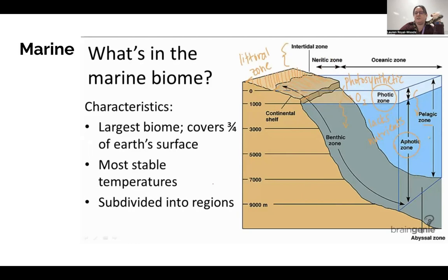Then you get the aphotic zone. So "a-photic" means no light, benthic zone, sliding on down. And then you go down into the midnight zone, and then you can go into the actual trenches, which is called the trench zone.